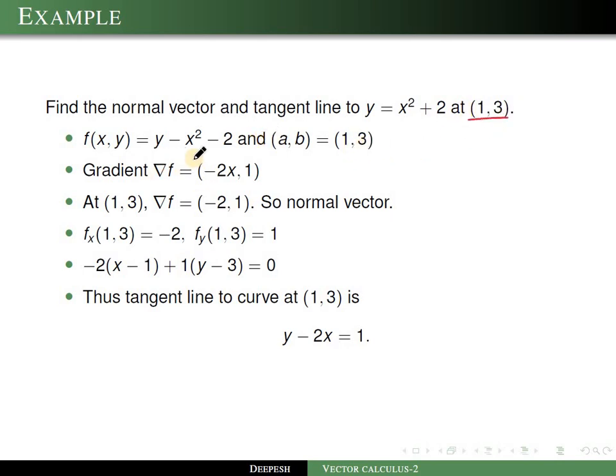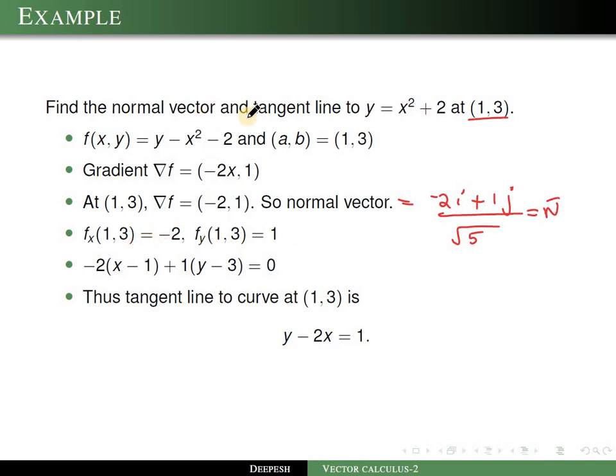So the gradient vector at any point (x, y) is (minus 2x, 1). In particular at (1, 3), del f value is going to be minus 2 into 1 comma 1, so (minus 2, 1). So the normal vector is nothing but minus 2i plus 1j. This is a normal vector, and the unit normal vector is this vector divided by its length. The length is root of 4 plus 1, that is root 5. This is the n bar.